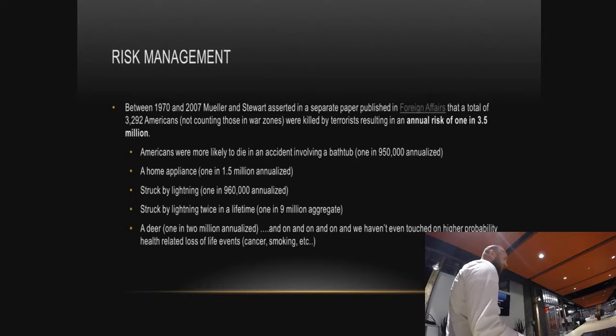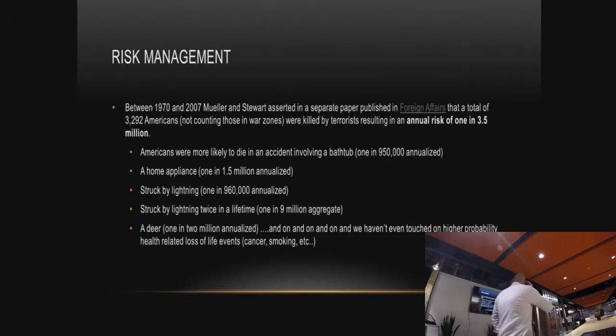But I like this one a little bit better. So these two guys, Moeller and Stewart, asserted in a paper that 3,292 Americans, not counting those in war zones, were killed by terrorists between 1970 and 2007, which is an annual risk of 1 in 3.5 million. So your actual risk of being killed by a terrorist is 1 in 3.5 million.